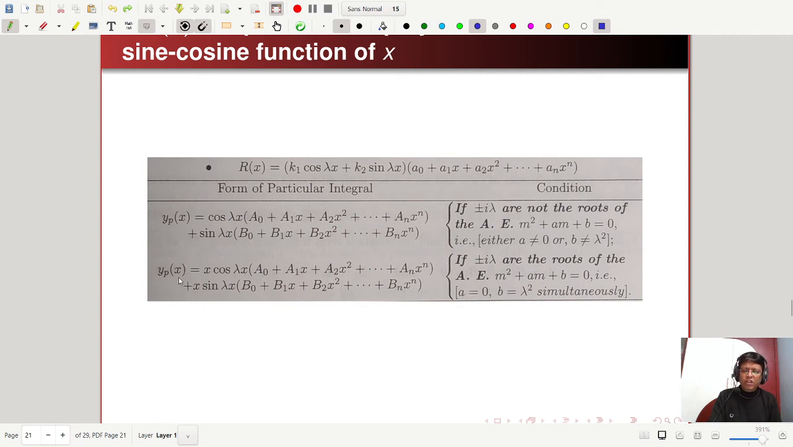So in the second case, if plus or minus i lambda are the roots of the auxiliary equation, then your yp will be x cos lambda x times the polynomial in n and x sin lambda x times the polynomial in n. So you have the 2n constants, a0, a1, ... an and b0, b1, ... bn. So a lot of constants are involved.